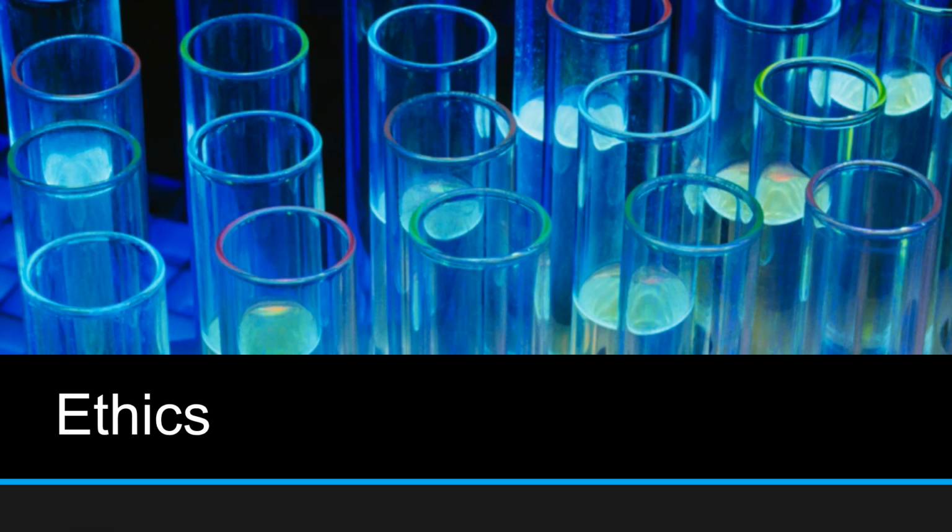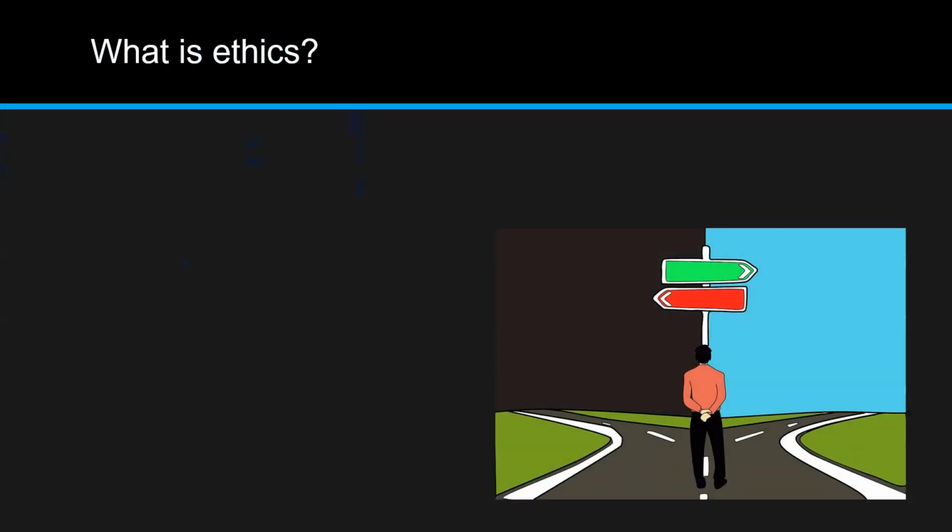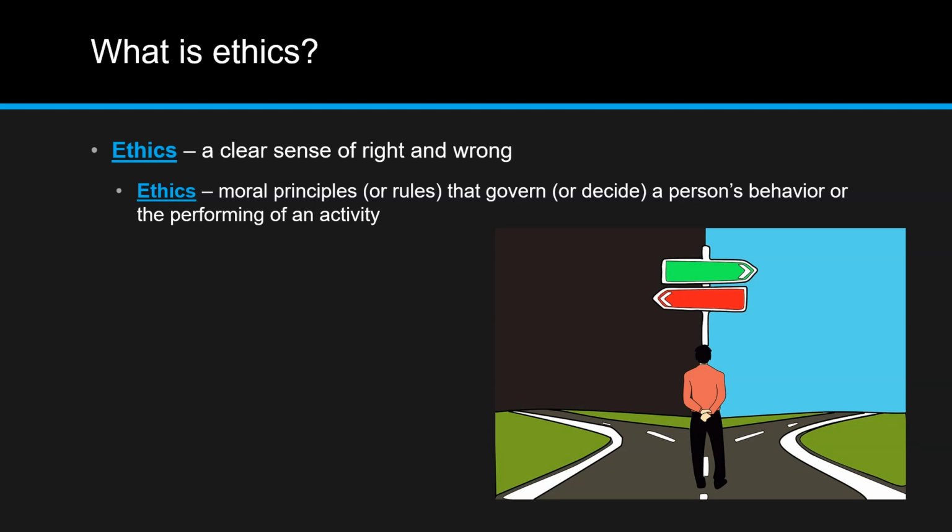This video is about ethics. So, what is ethics? Ethics is a clear sense of right and wrong, or good and bad. A more complicated way to define it is the moral principles or rules that govern or decide a person's behavior or the performing of an activity. Simply put, ethics is what could make someone a good or bad person based on the things that they do that are considered right or wrong.